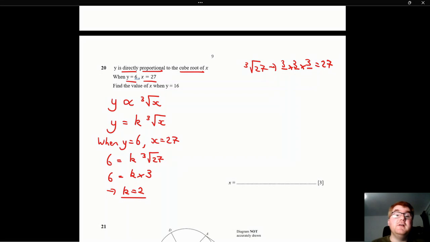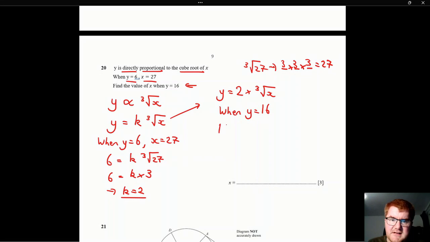We're not finished at this point because we haven't answered the question. Find the value of x when y is 16. So we copy out this formula. y is equal to 2 times the cube root of x. And now when y is 16, 16 is equal to 2 times the cube root of x. So we want the x on its own here. Times 2 is kind of annoying, so we want to divide by 2 on both sides. That gives us 16 divided by 2 is equal to 8. This cancels, giving us the cube root of x.